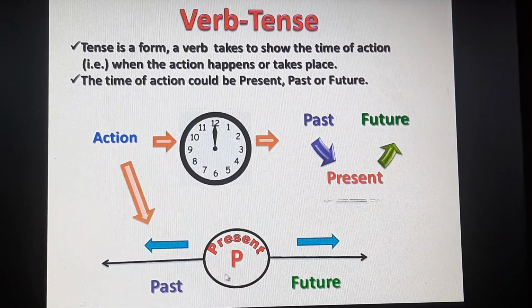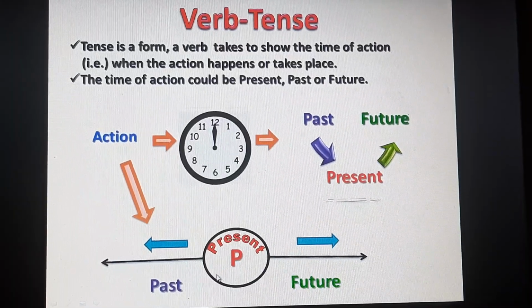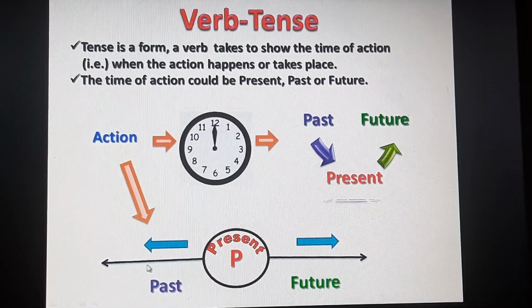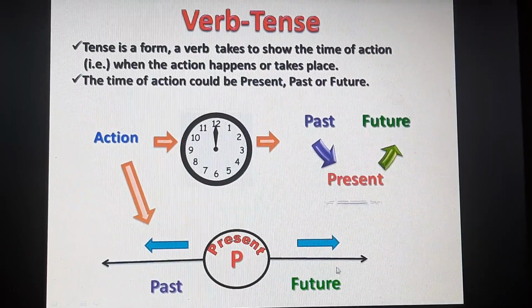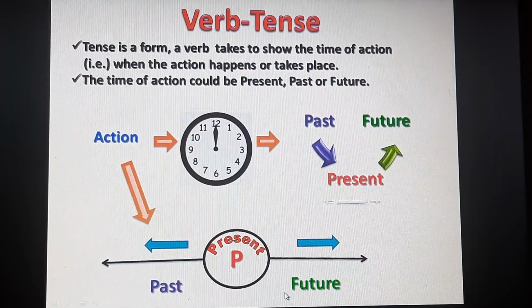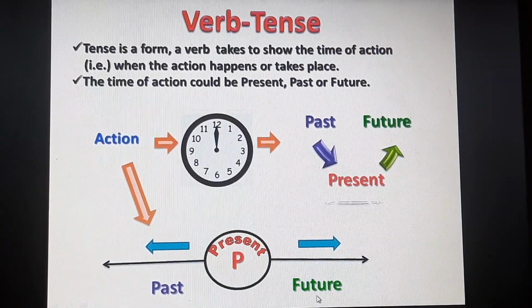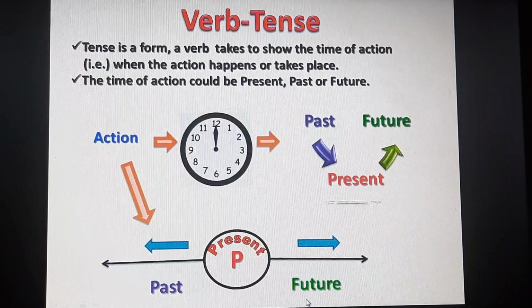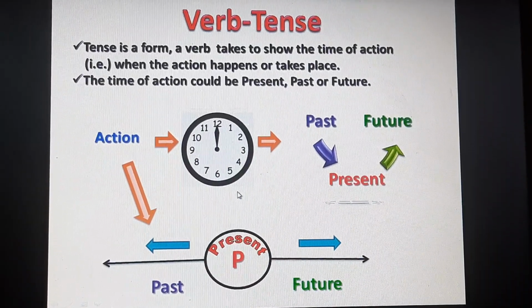Now, let's see this with the help of a timeline. The circle represents the present tense. The line to the left of the circle represents the past tense. The line to the right of the circle represents the future tense. Now, this timeline is for a better understanding as to when an action takes place with respect to time.